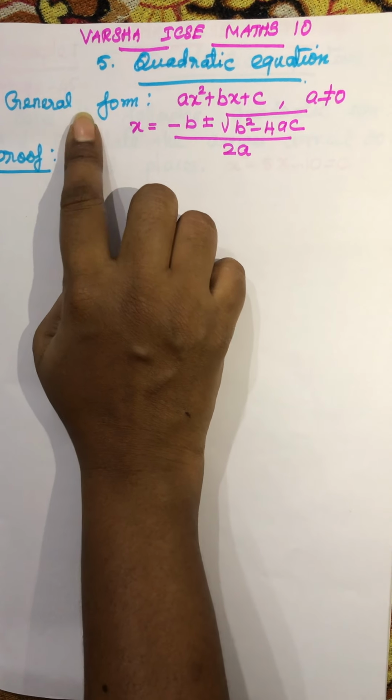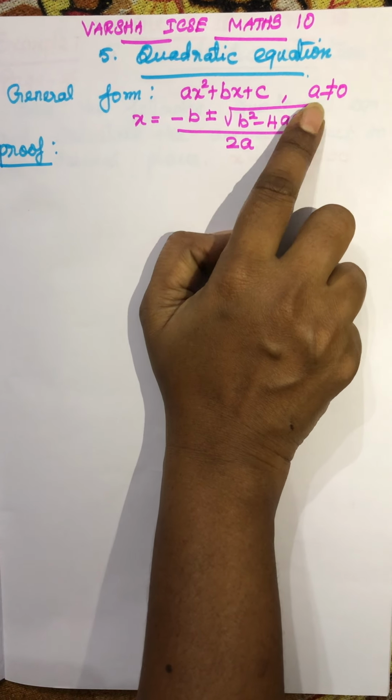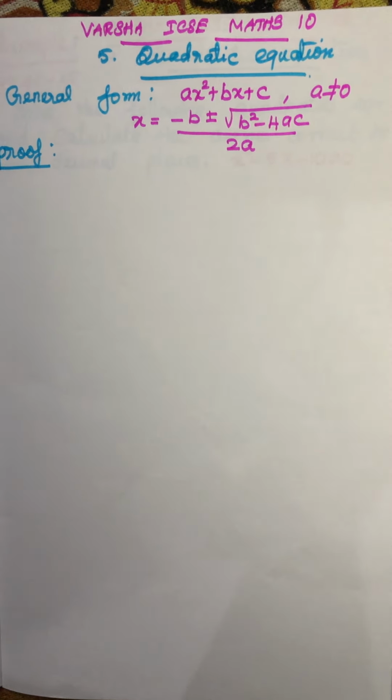What is the general form of a quadratic equation? That is ax square plus bx plus c, where a should not be equal to 0. So this is our general form.